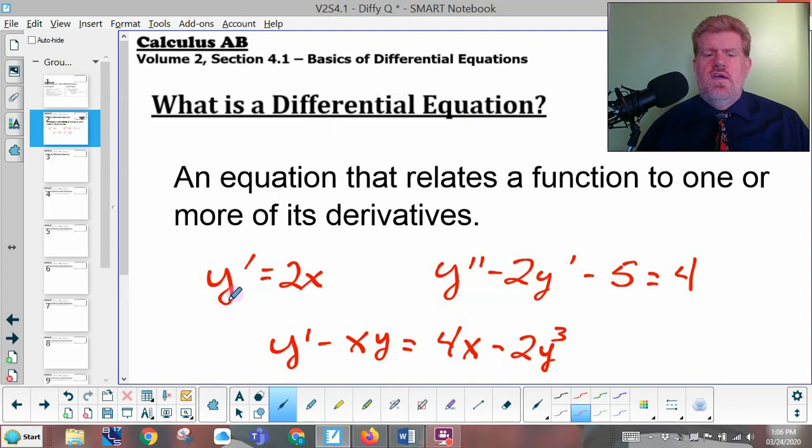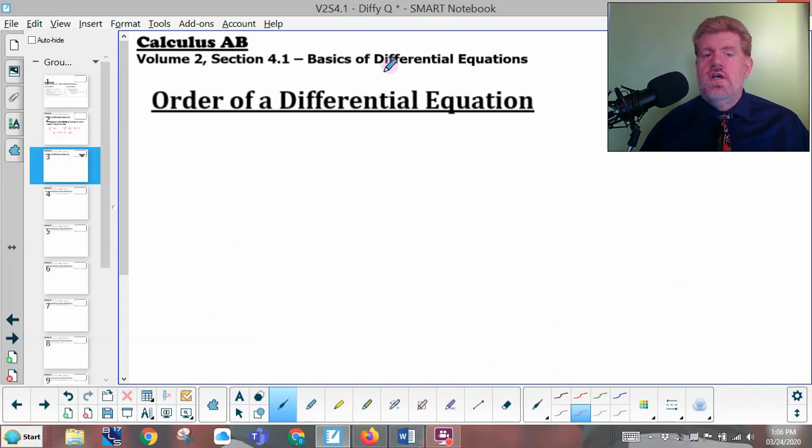Now you might be thinking, wait a minute, that doesn't relate y to y prime. Well, y is there. Because if you found the antiderivative, if you found the solution of that, you would get y equals. And that's the point. Is it possible to solve this differential equation? Can we set that, say, y equals something? Maybe or maybe not. That's what we're going to learn a little bit later. But for right now, we're just going to learn what the differential equations are and how we can verify that a solution is true. So before we do that, we'll talk about the order of a differential equation.